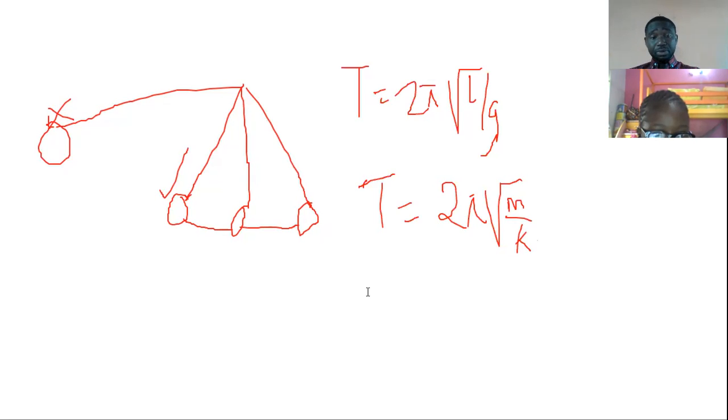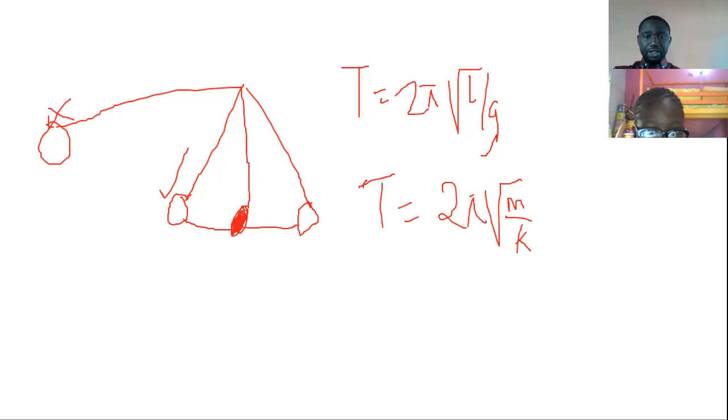Remember we said at the middle, at the center, speed is maximum. Please just write this as notes. At the center of any simple harmonic motion, speed is maximum, kinetic energy is maximum, potential energy is 0. At the center of any oscillation or simple harmonic motion, speed is maximum, kinetic energy is maximum, while potential energy is 0.